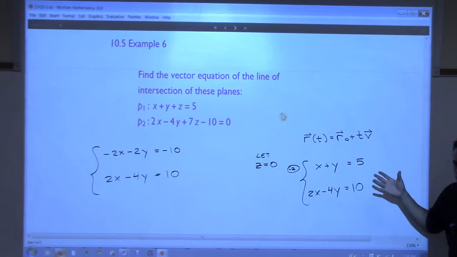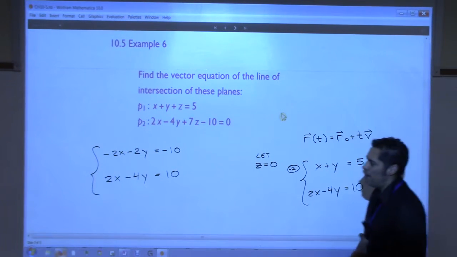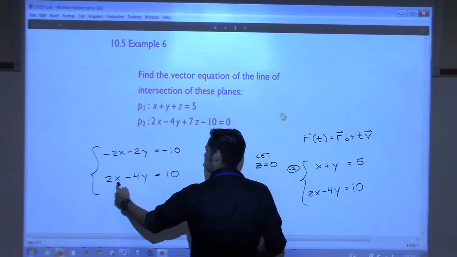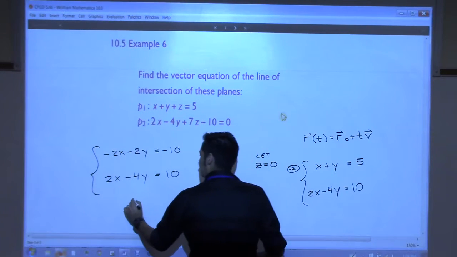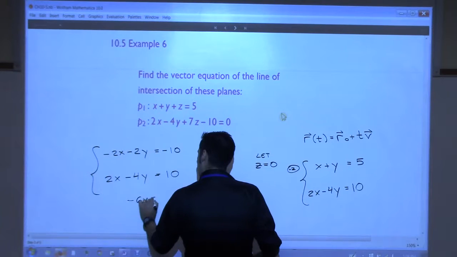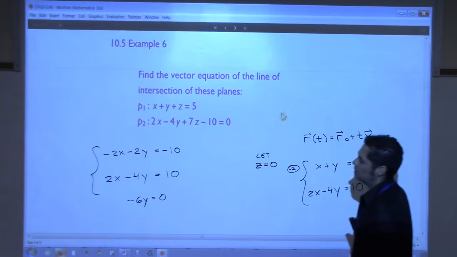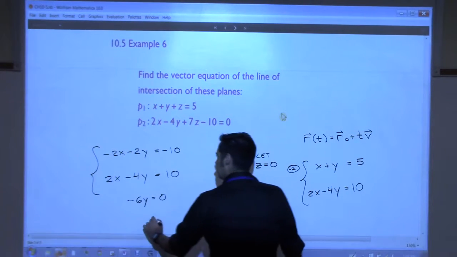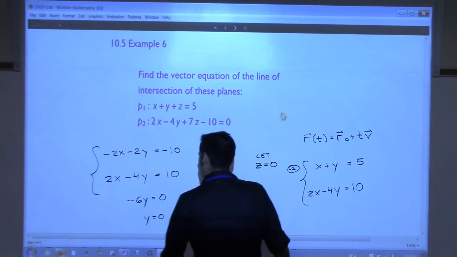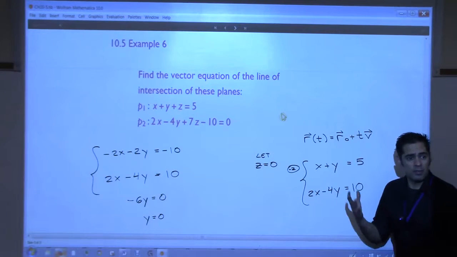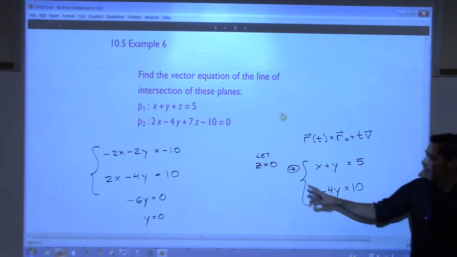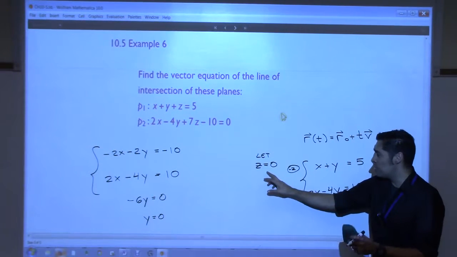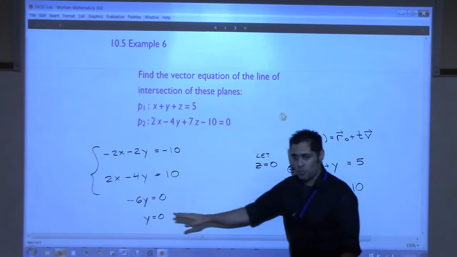This is all right? We agree? So add straight down now. If you add down, what do you get? Negative 6y equals 0. And that means what? Y is 0? So now I have two of the three variables solved for. When I let z be 0, that forced y to be 0.